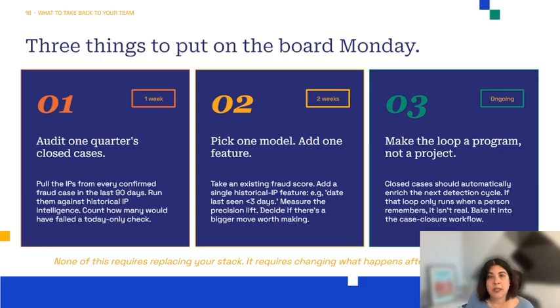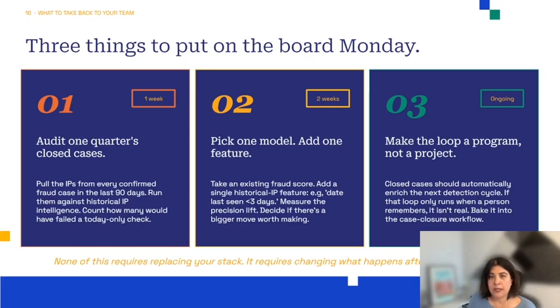So next week sometime, pull the IPs from your last 90 days of closed cases and run them against historical IP intelligence. Count how many would have failed a today-only check. That number is your business case. And then pick one existing fraud score and add one historical feature. Measure the lift. That's it. One feature, one model, one proof point.